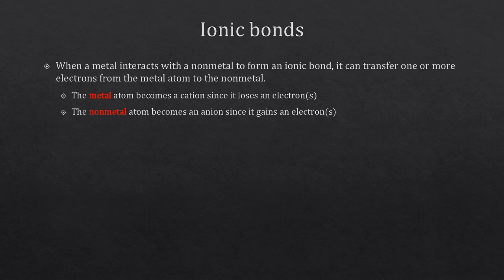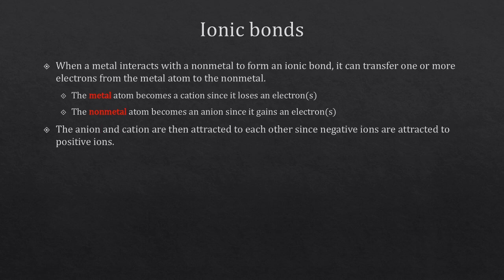Metals tend to occur in the bottom left. We know from ionization energy it's very low. They're easier to remove electrons from. This is the reason that in an ionic bond between a metal and a nonmetal, the metal is going to lose an electron, whereas the nonmetal gains it. Since they're now charged because they lost and gained electrons, they form cations and anions, and they're going to be attracted to each other since opposites attract.